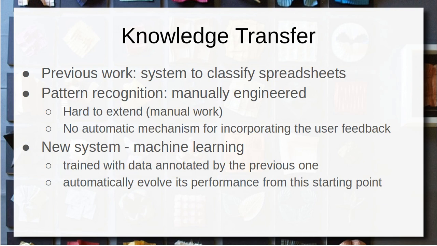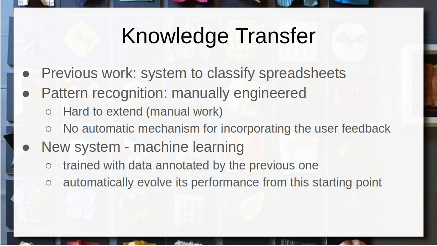To annotate the spreadsheets for training, we adopted a system of classification of spreadsheets which we developed in our previous work. This system recognizes patterns, but it's manually engineered. It means that we must code, or we must manually define each pattern to be recognized. This system is hard to extend, since we must manually add each new pattern, and there is no mechanism for incorporating user feedback.